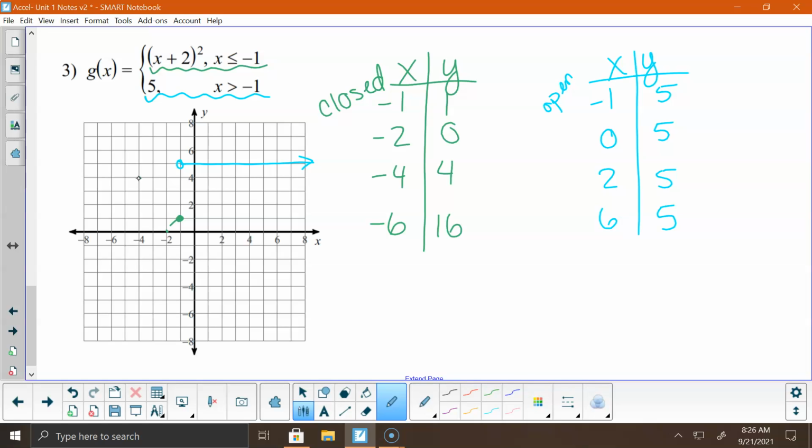Do you guys have any idea where it is? Give you a hint, it's vertex form. So it's x plus 2 squared plus 0. So my h is at -2, my k is at 0. That's your vertex. All right, so like that. It's a quadratic, so it's a parabola, but it's only part of the parabola.